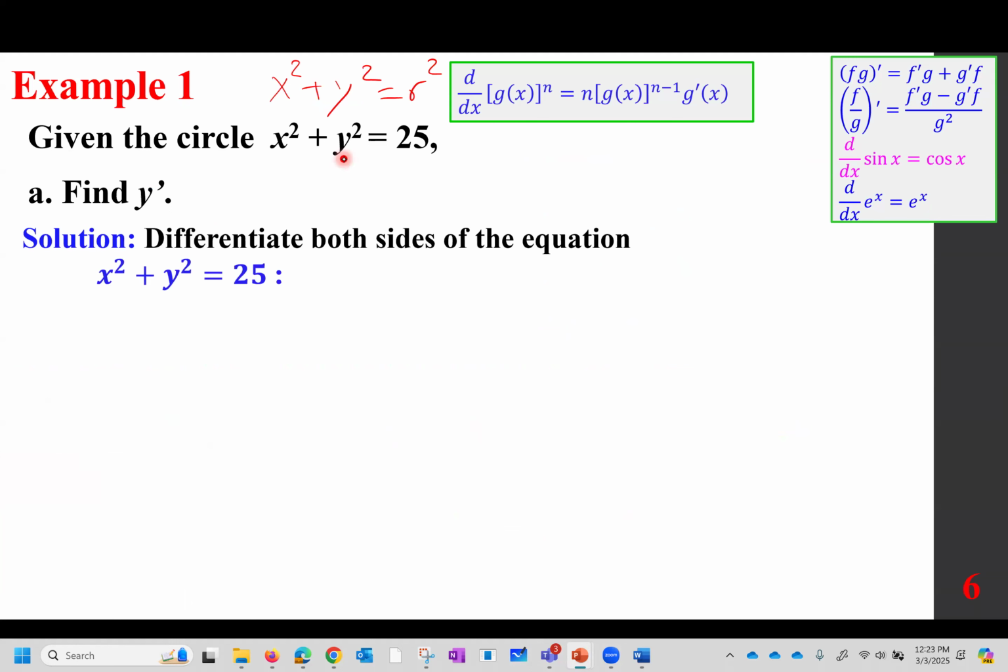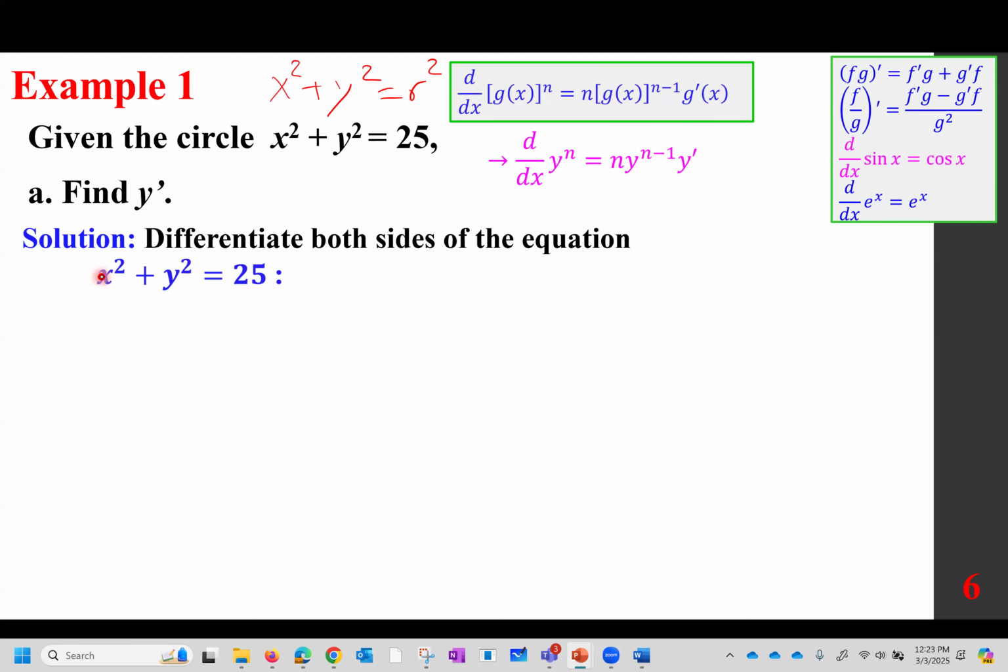We are going to differentiate both sides with respect to x implicitly. X squared gives us 2x, but what about y squared? I'm going to remind you that the extended power rule says the derivative of g of x to the power of n is n g of x to the power of n minus 1 times g prime of x. So g of x is like y. So what is the derivative of y to the power of n? n y to the power of n minus 1 y prime.